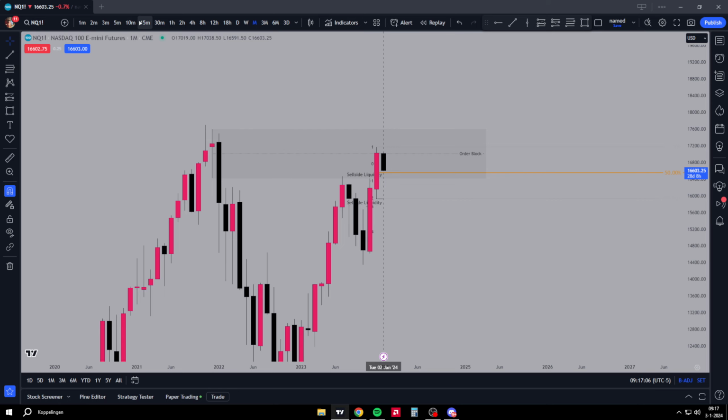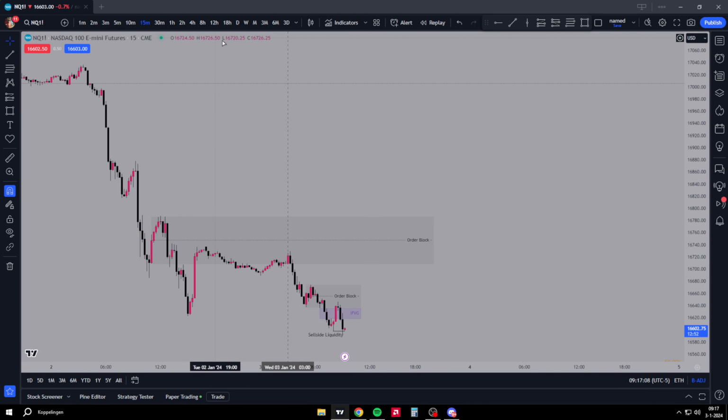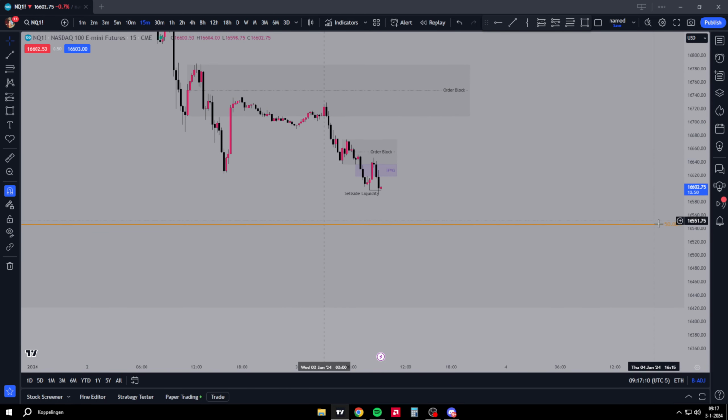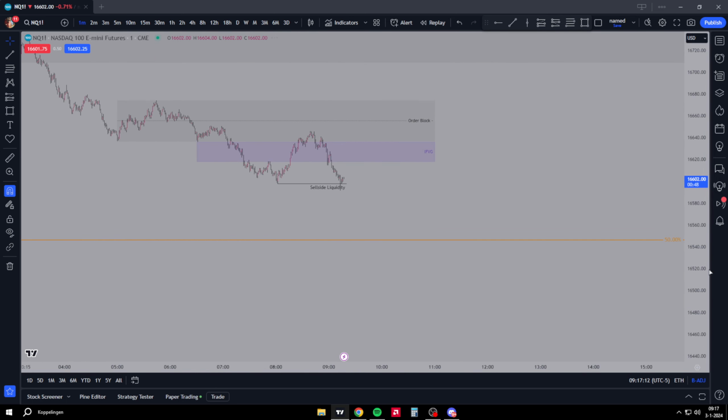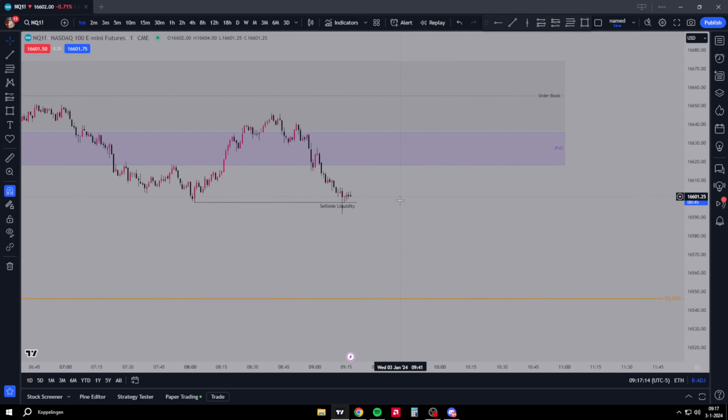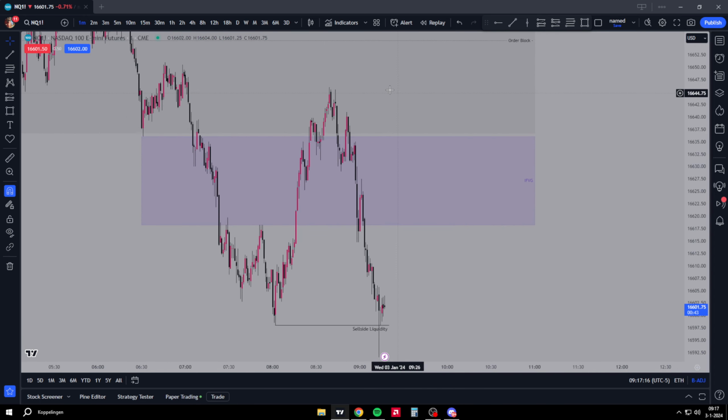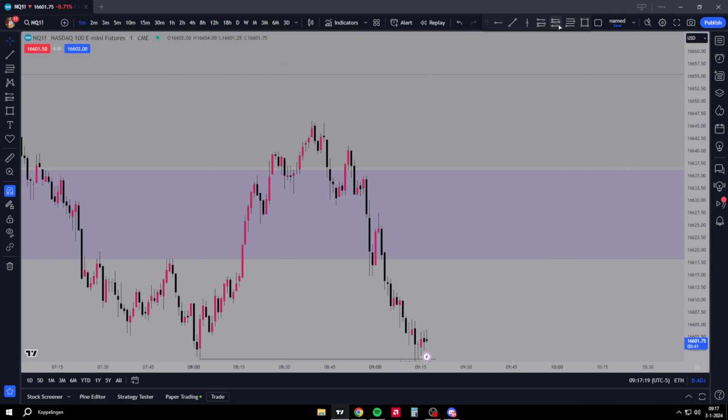So yeah, that's why. So I'll be buying a 100k challenge on Top Step. But yeah, this was actually a beautiful trade. And then this would be my breaker.